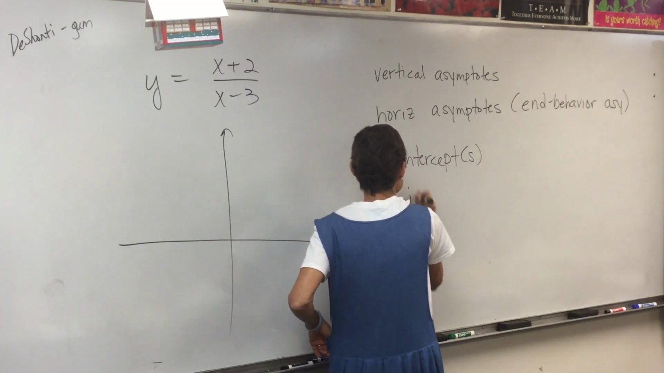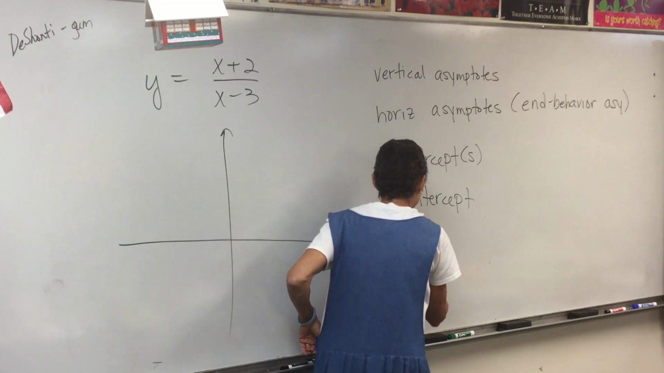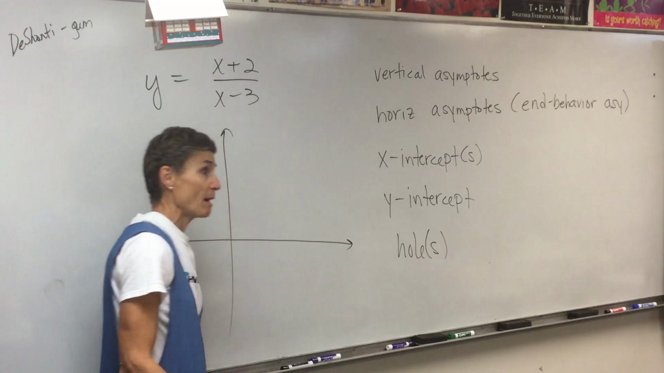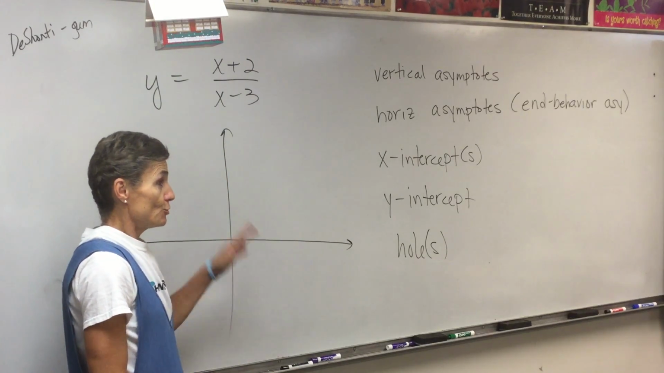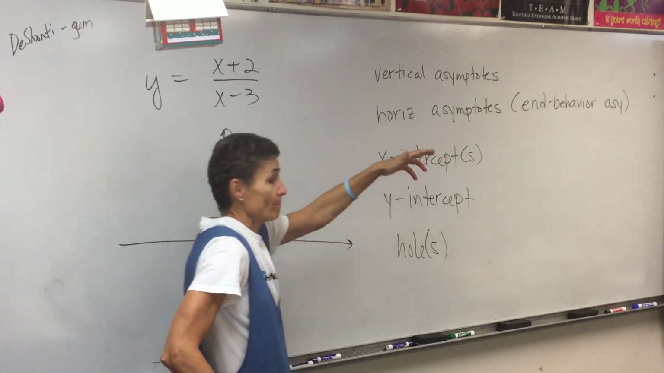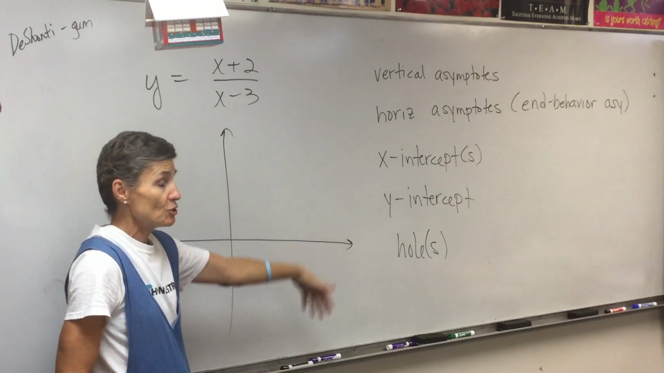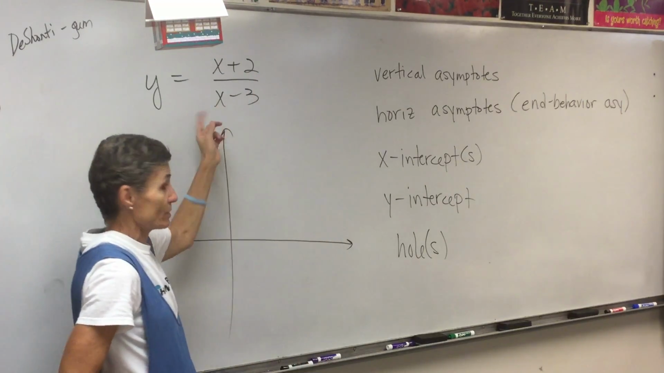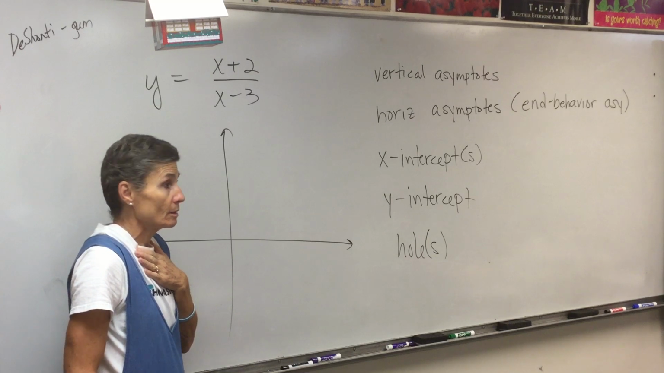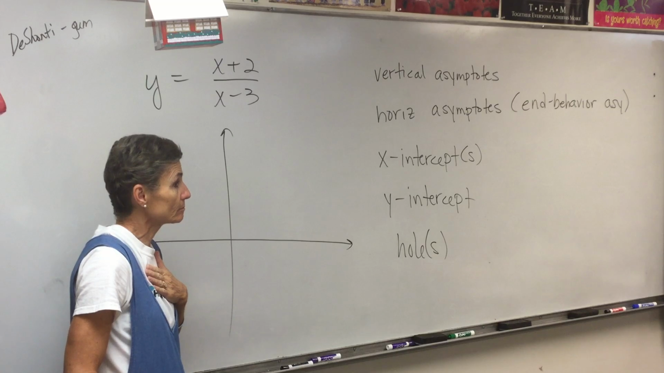We're going to find the Y-intercept. And we're going to find any holes that we may have. Now, all of those things we have talked about before. Do you remember, we did it all way back in the very, very beginning of the year. Do you remember anything about any of that? Can you find any of those things for this equation right here? X and Y intercepts. Okay, and how do we find X and Y intercepts?